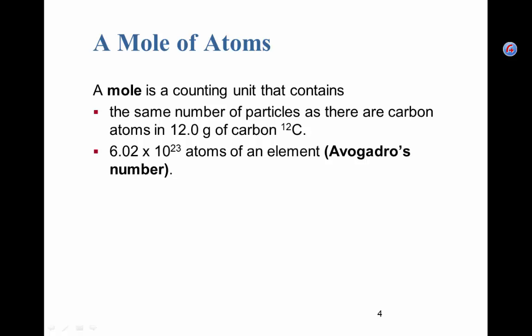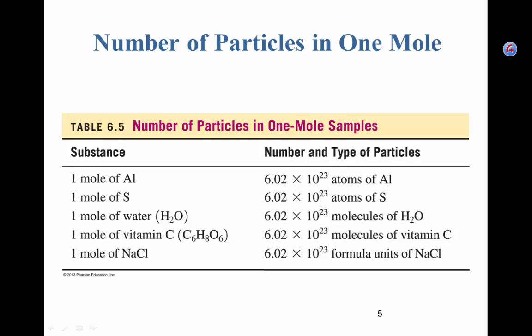And that number, 6.02 times 10 to the 23rd, is called Avogadro's number. So anytime we have that number of particles, that means that we have a mole of a substance, just like 12 means a dozen. So if we wanted to look at some different kinds of examples, if we have a mole of any element like aluminum or sulfur, that's Avogadro's number of atoms.